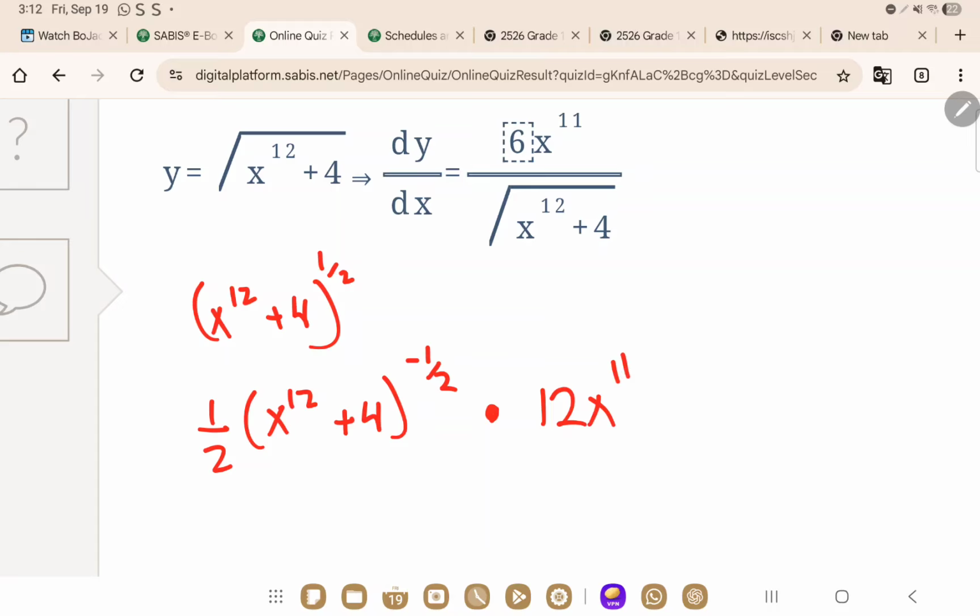Now 12x to the power 11 and the half can simplify to become 6x to the power 11 over, because you need to move this down since it's a negative exponent, (x to the 12 plus 4) to the power half, and power half is the same as putting it under a radical sign. That's it for this quiz. Hope you understood everything. Have a great day. Bye.